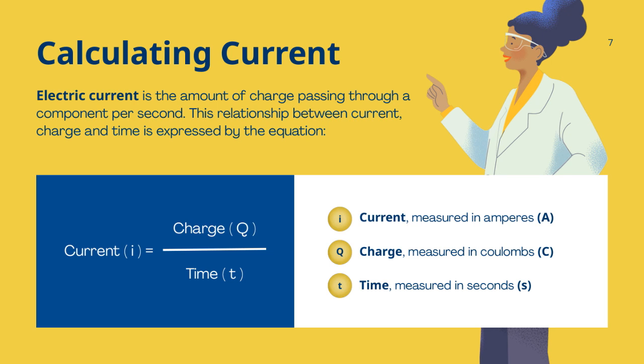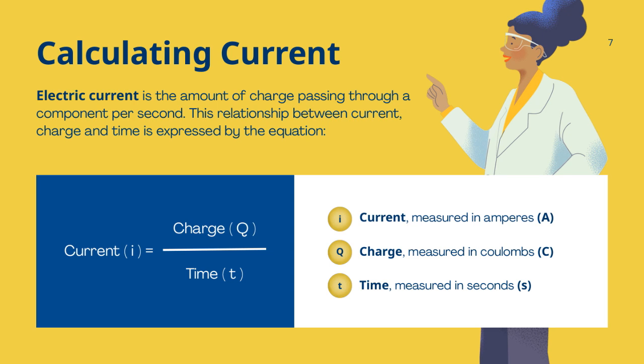The main idea here is that electric current is essentially the amount of charge passing through a component per second. Think of it as how much charge flows through a wire in a given amount of time. The faster the charge flows, the higher the current. The core equation linking these concepts helps us understand and calculate current based on the charge and time involved.